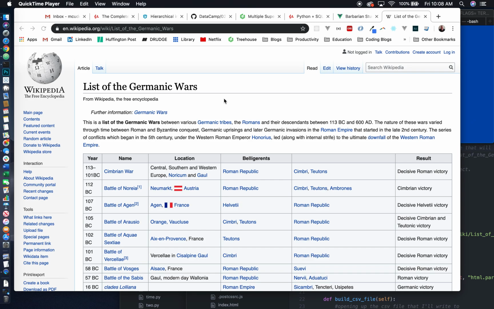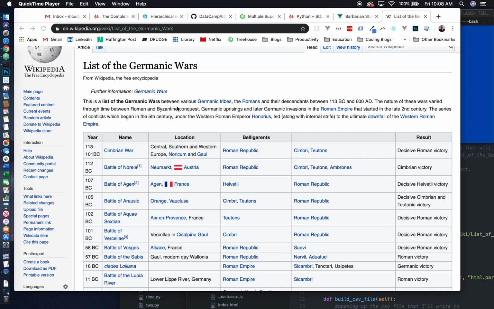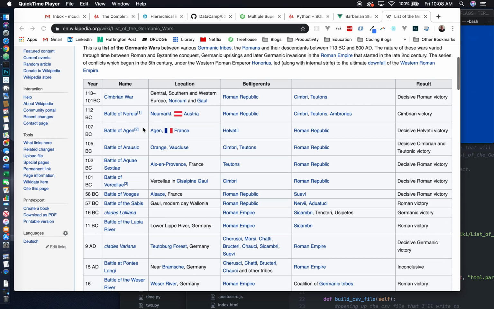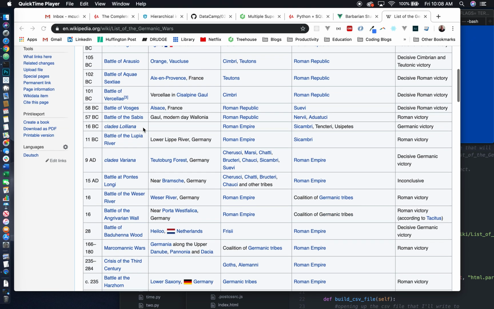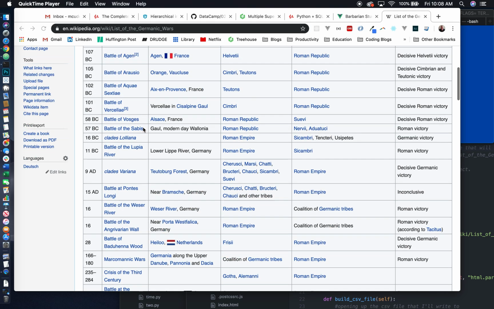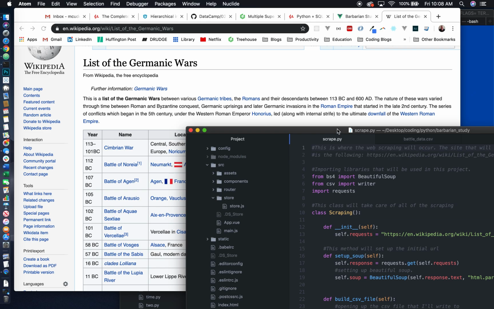And this one is actually a barbarian study looking at Germanic wars between Rome and Germanic tribes. The way this project worked is I decided to do a web scrape of this Wikipedia page. It has a majority of battles between Rome and Germanic tribes. So I web scraped this page, and let's actually look at some of the code for that.